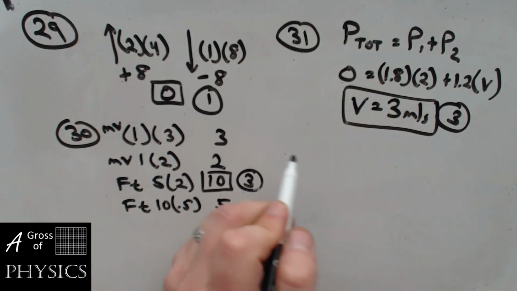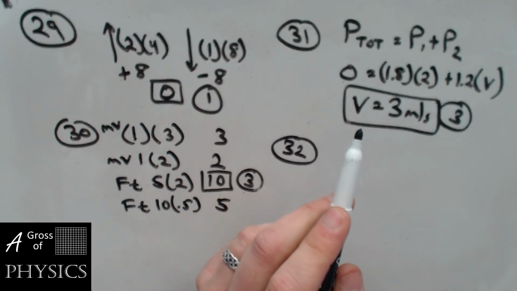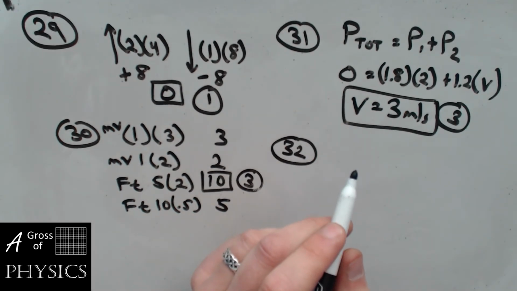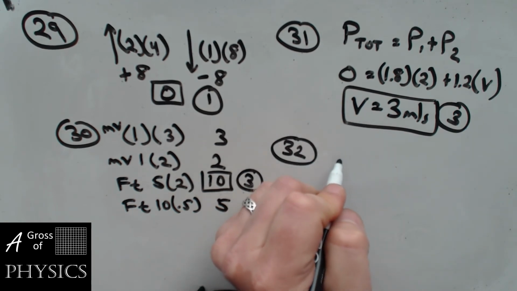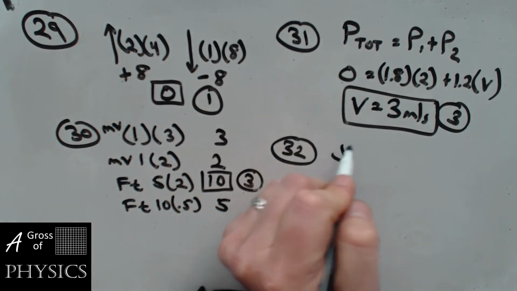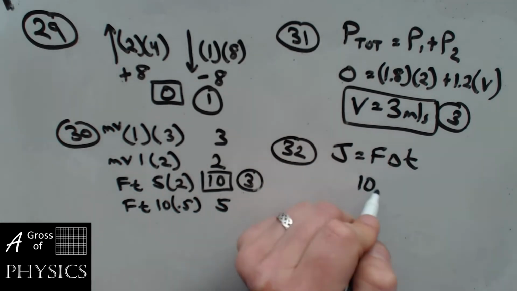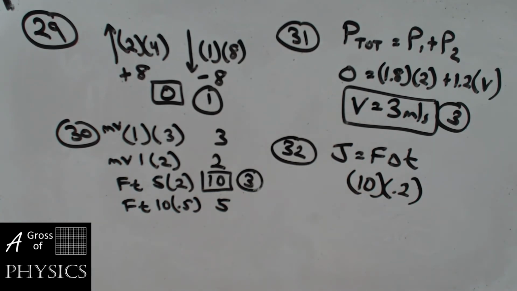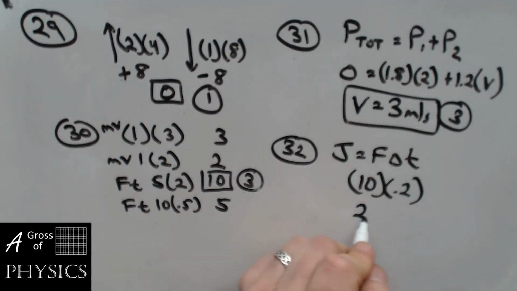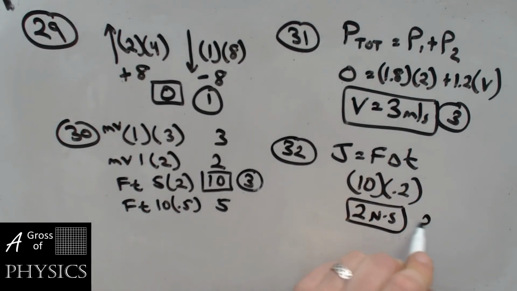All right, and finally for this page, 32, what's the impulse on the 30 kilogram roller skater? So we have a mass, we have a force, and we have a time. So J is F delta T. 10 times 0.2. 10 times 0.2 is 2. 2 Newton seconds. Choice 2. Look at that, 2s are wild.